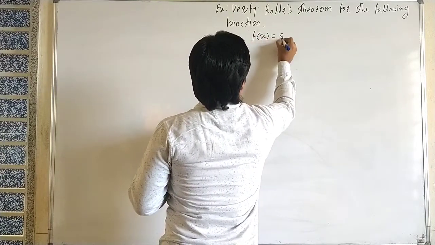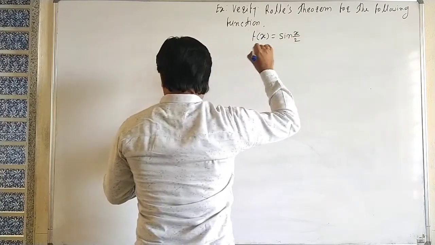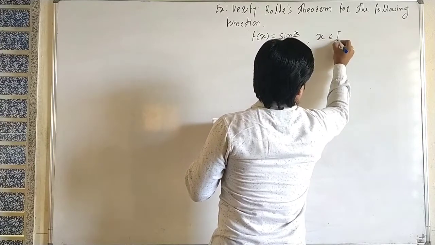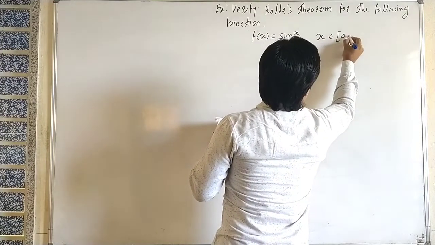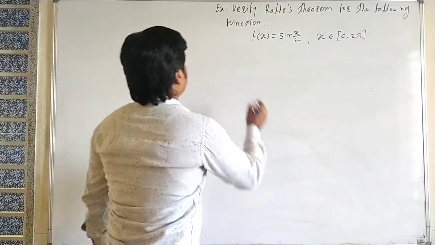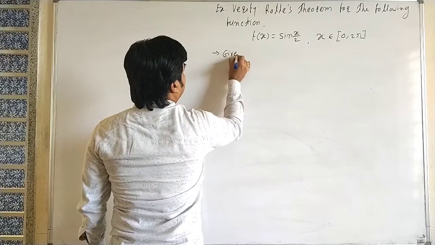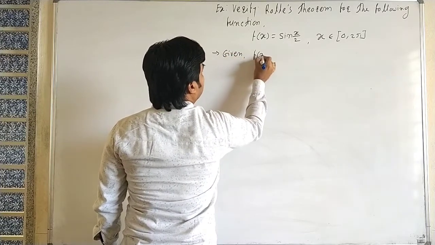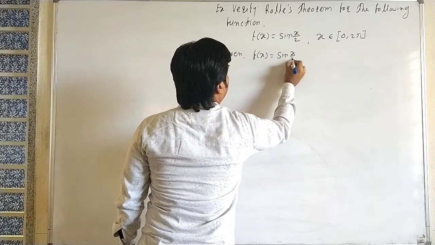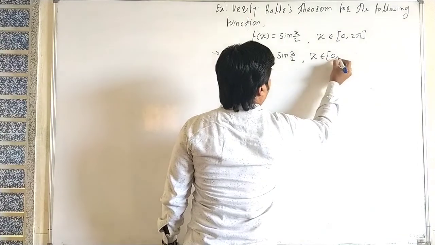F of x is equal to sin x by 2 for x belongs to 0 comma 2 pi. Here given f of x is equal to sin x by 2 for x belongs to 0 comma 2 pi.